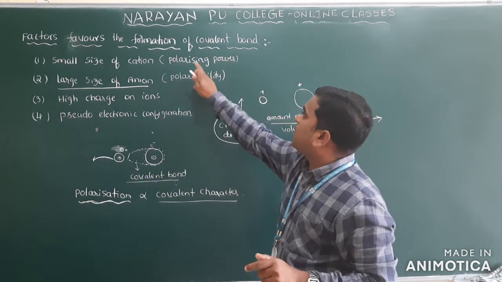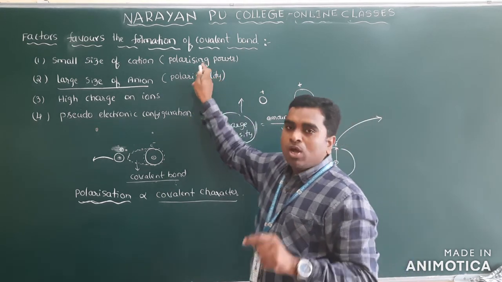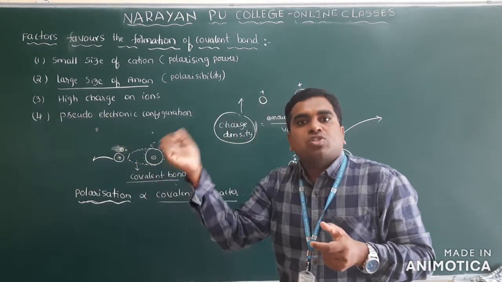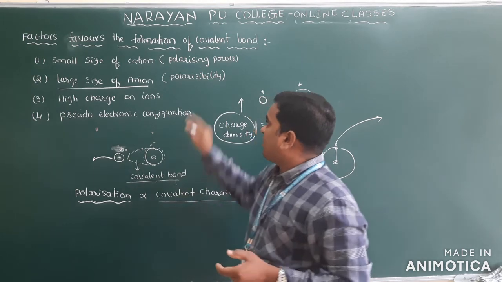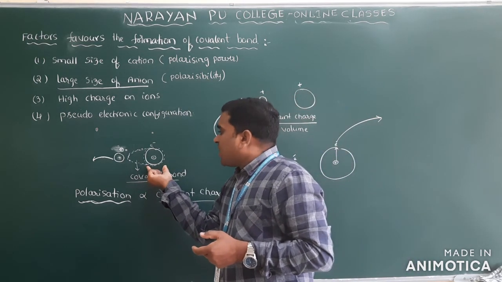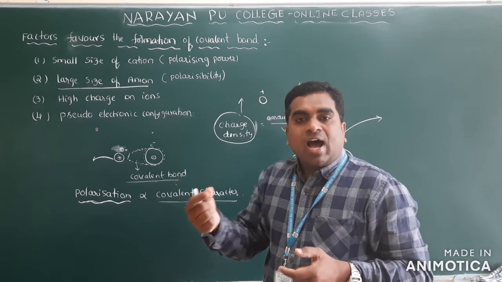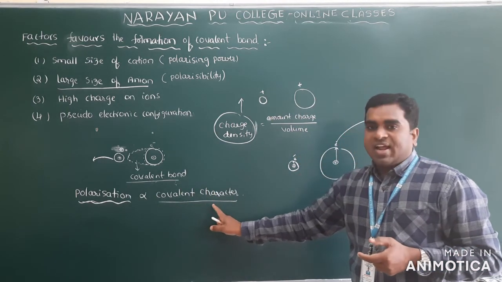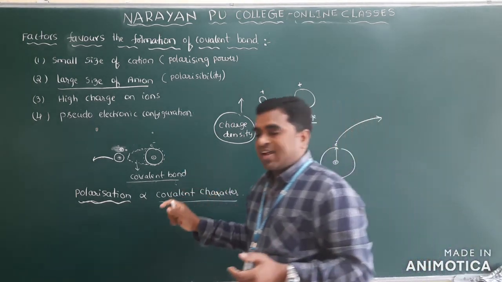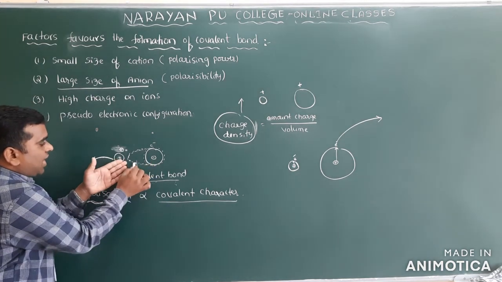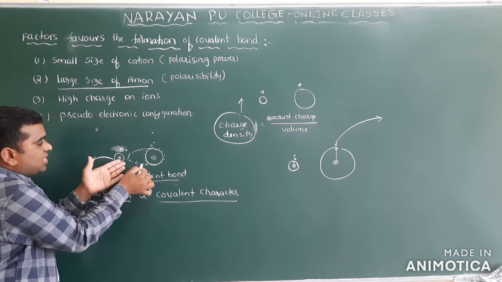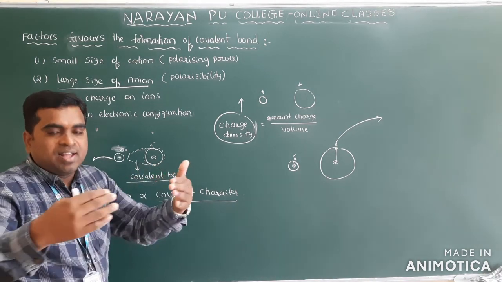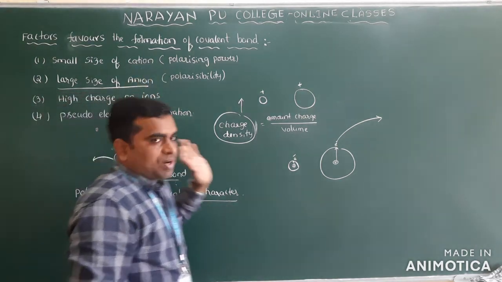This polarization depends upon polarizing power and polarizability. The polarizing power is the power of the cation to attract the electrons of the anion. Polarizability is the tendency of the anion to get distorted or polarized. Greater the polarizing power, greater will be the covalent character. Why? Because due to this polarization, there is a high concentration of electrons between the two atoms, and that leads to bond formation.